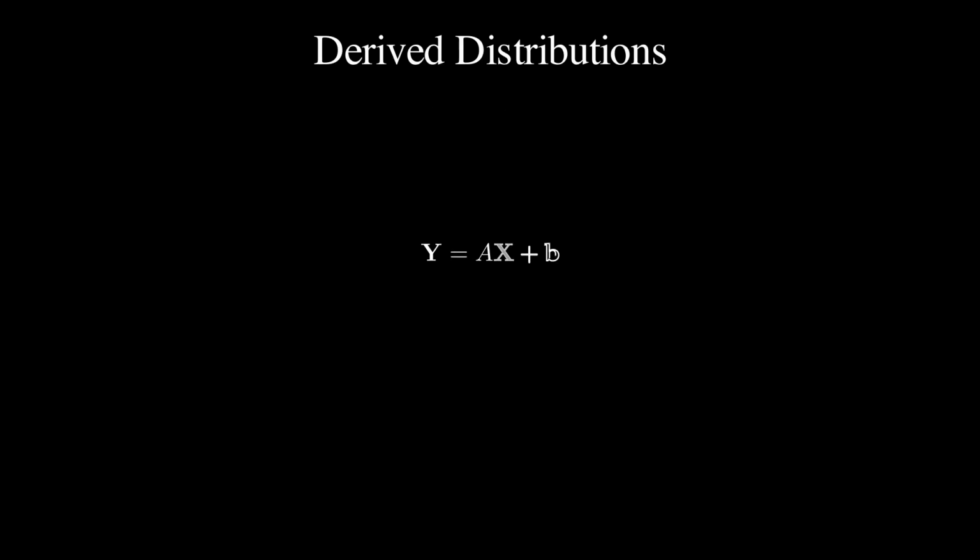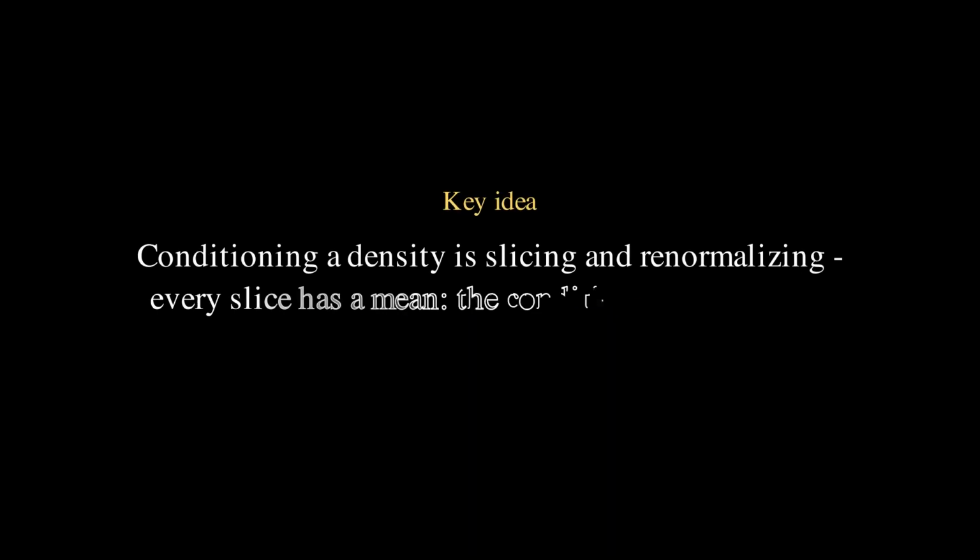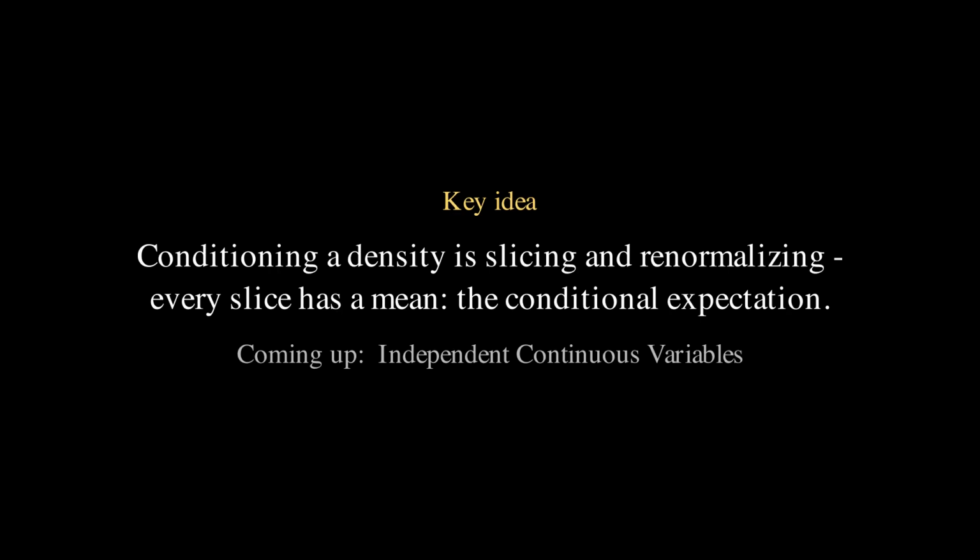The star application takes one breath. Push a jointly Gaussian vector through any invertible affine map, AX plus b, and the Jacobian formula returns the Gaussian form, mean A m plus b, covariance A sigma A transpose. Gaussians survive every affine map in any dimension, which partly explains why they dominate engineering. The key idea of this video, conditioning a density, is slicing and renormalizing, and every slice has a mean, which is the conditional expectation.